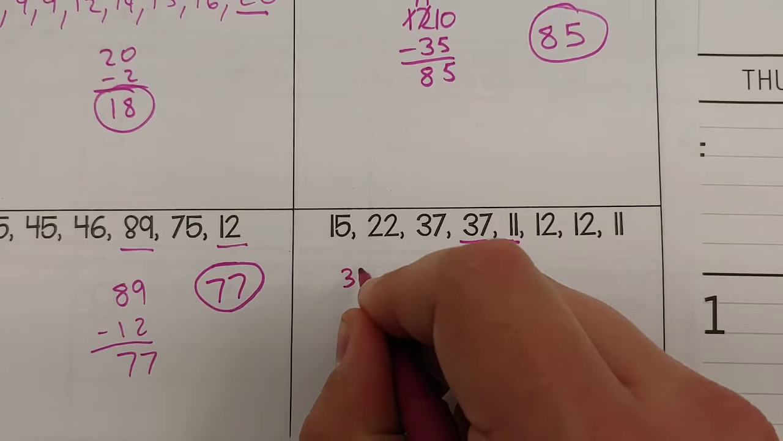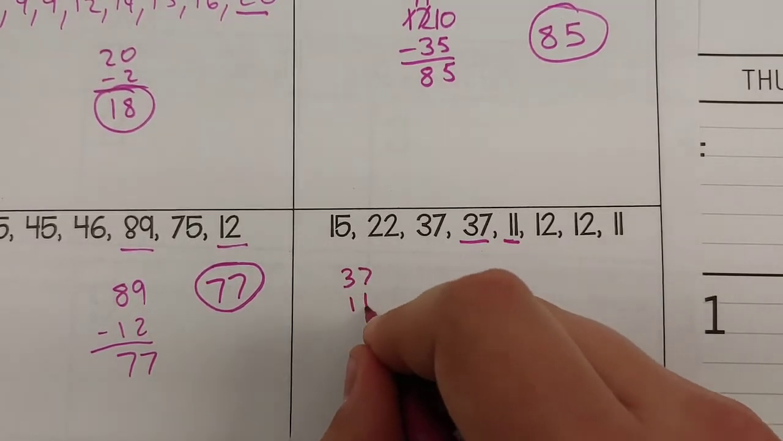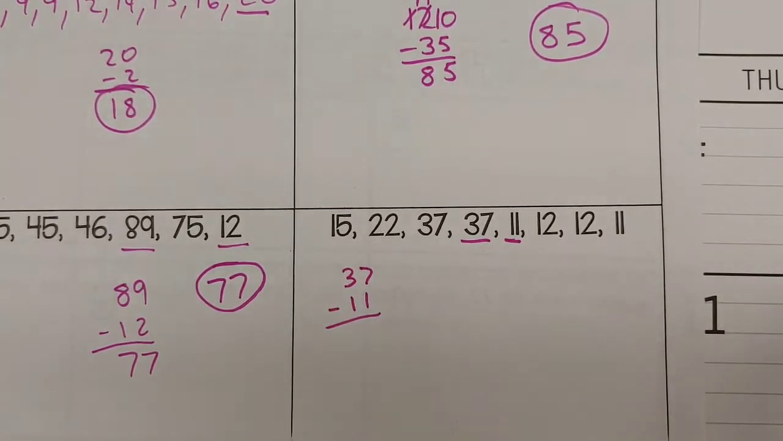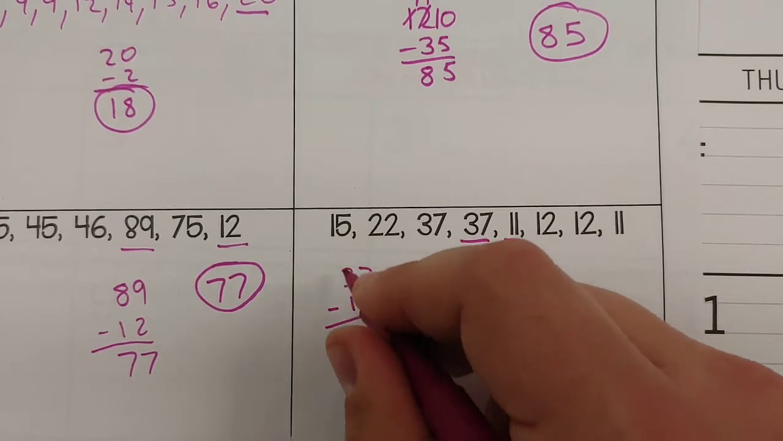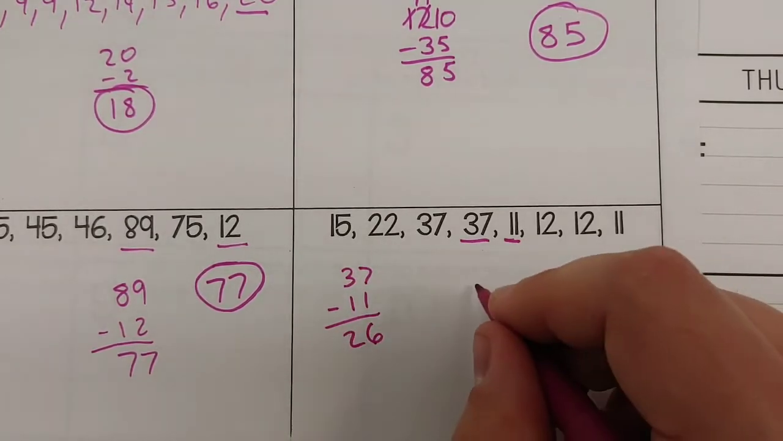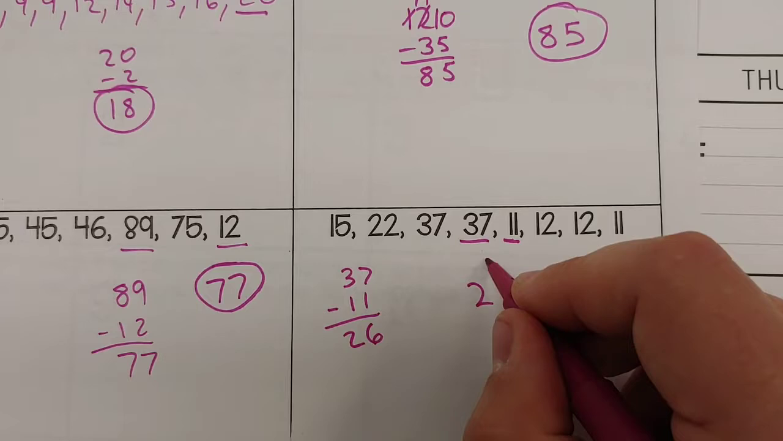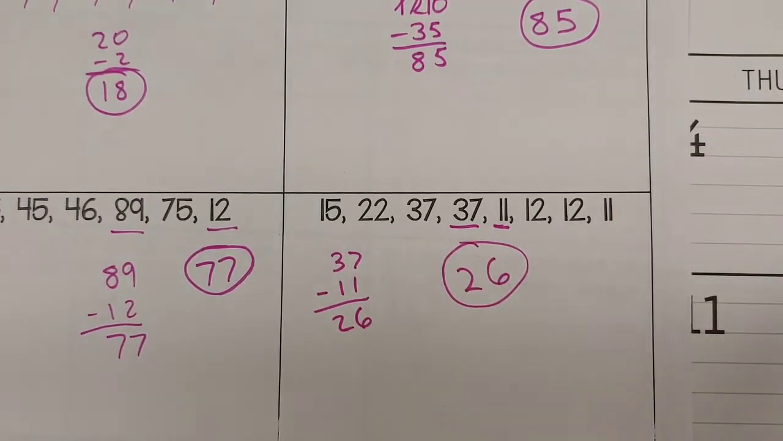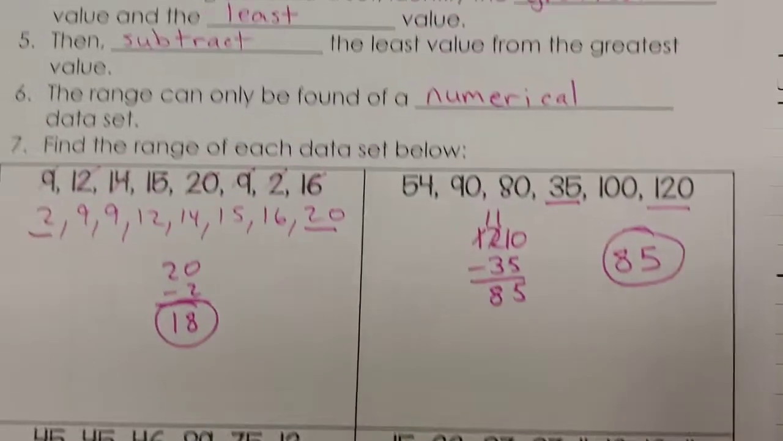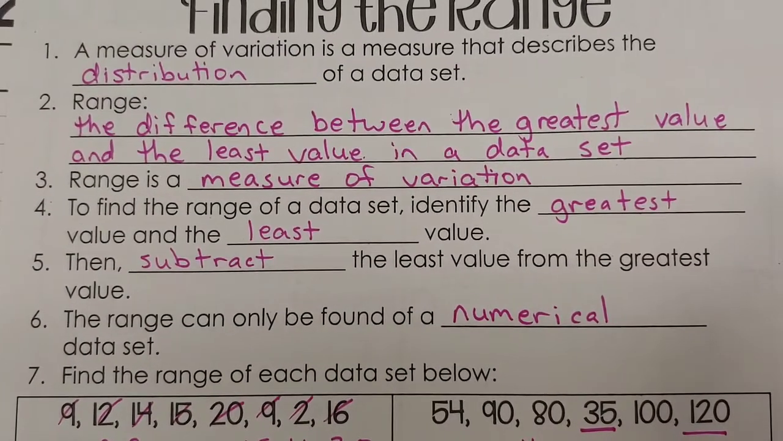We're going to take our large and our small, subtract. 63 minus 37, 26. That's our answer. The range for this number set is 26. Make sure you get all this information down, and we're going to go back to the back side of this.